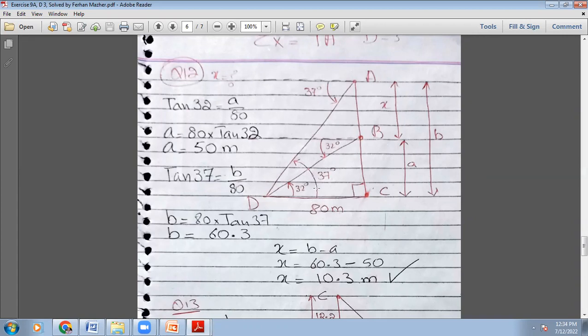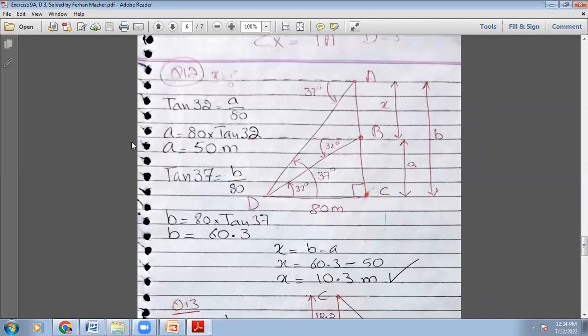So look at this small triangle. It's a right angle triangle. I will use the tan to find the height of the cliff. Then I will use the big right angle triangle and apply tan, and I find the full height, AC. I've named it as small b. So from b, if I subtract a, I will get the value of x.